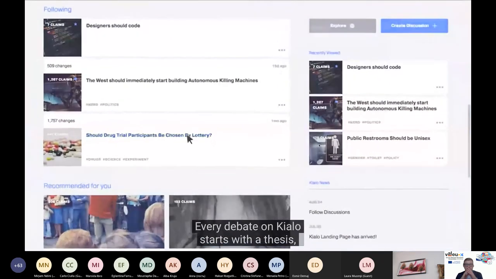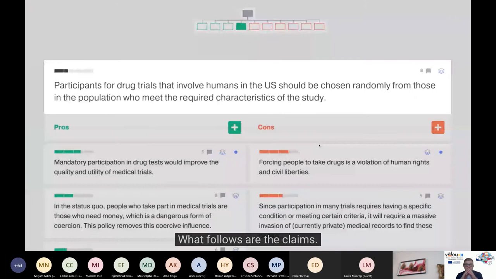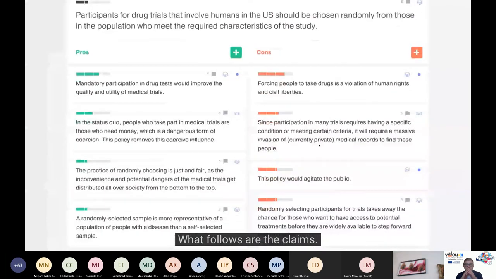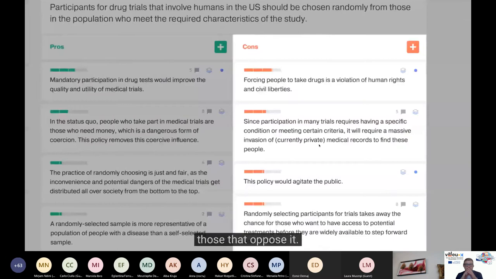Every debate on Chialo starts with a thesis. This is the issue being discussed. What follows are the claims. On one side, those that support the thesis, and on the other, those that oppose it.